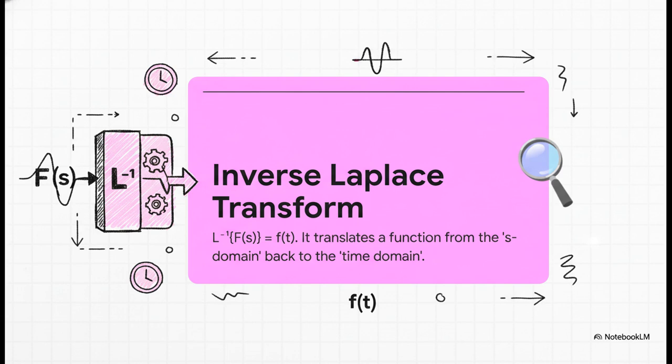This formula you see right here, this is basically our entire mission. We get handed this F of s, this encoded message living in what we call the S domain, and our whole job is to apply this inverse Laplace transform to get back to f of t, the original meaningful function back in the time domain, which is where things actually make sense to us.